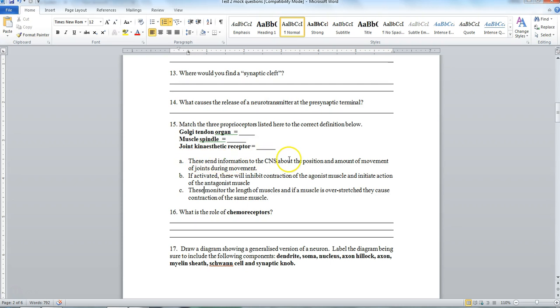A, these send information to the CNS about the position and amount of movement of joints during movement. That is, of course, the joint kinesthetic receptor. Answer is A. If activated, these will inhibit contraction of the contracting muscle or agonist, and they might initiate action of the antagonist muscle. That is the Golgi tendon organ. And that leaves these that monitor the length of muscles, and if a muscle is overstretched, they cause contraction of that muscle. And that is the muscle spindle. So C. So chucking those ones in.